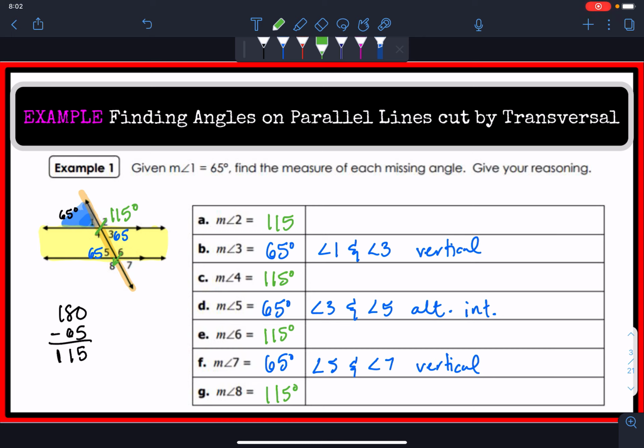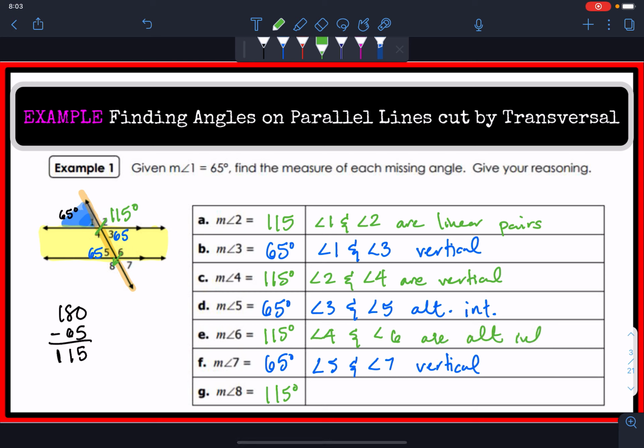So starting at the very beginning, I knew that angle 2 was 115 because angle 1 and angle 2 are linear pairs, which means that they add up to 180. And then angle 2 and angle 4 are vertical angles. Angle 4 and angle 6 are alternate interior angles. And then angle 6 and angle 8 are vertical angles. So they would be congruent.